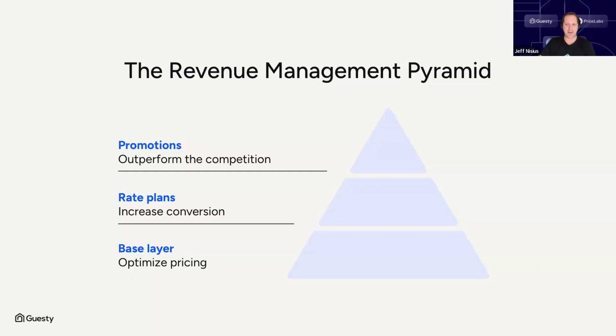The third and top layer would be for promotion. This is where you can create an edge over your competition, targeting a specific audience, increasing your visibility in search results with things like early bird check-in discounts, length of stay discounts, last minute, long-term stays, etc. So that's where we can put the cap on things and outperform our competition.